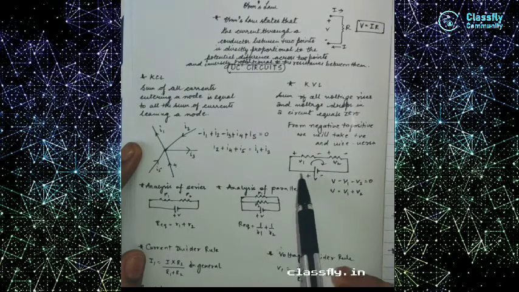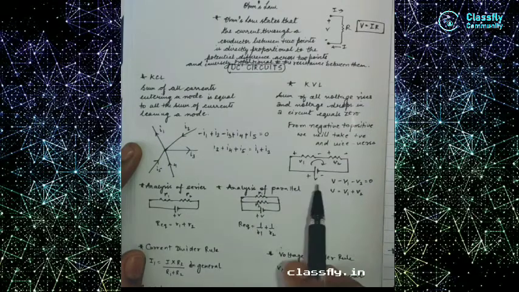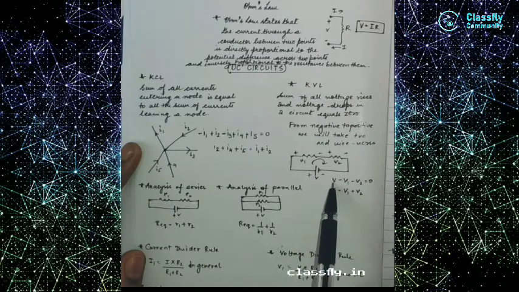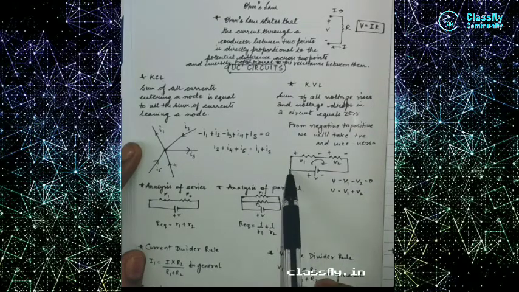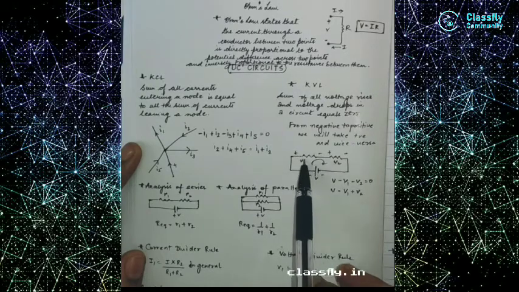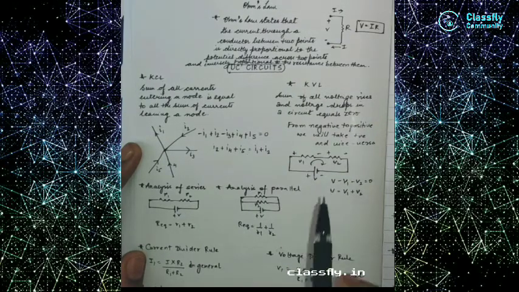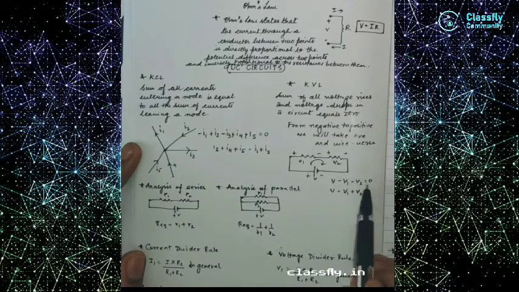So if it is moving in a clockwise direction and the voltage is moving from negative to positive, that means the voltage is positive. But for V1 and V2, it is moving from positive to negative, so V1 and V2 will be negative. So we get the equation V minus V1 minus V2 equal to 0, and we get that V is equal to V1 plus V2. So this equation states that the sum of all voltage rises and voltage drops is equal to 0.